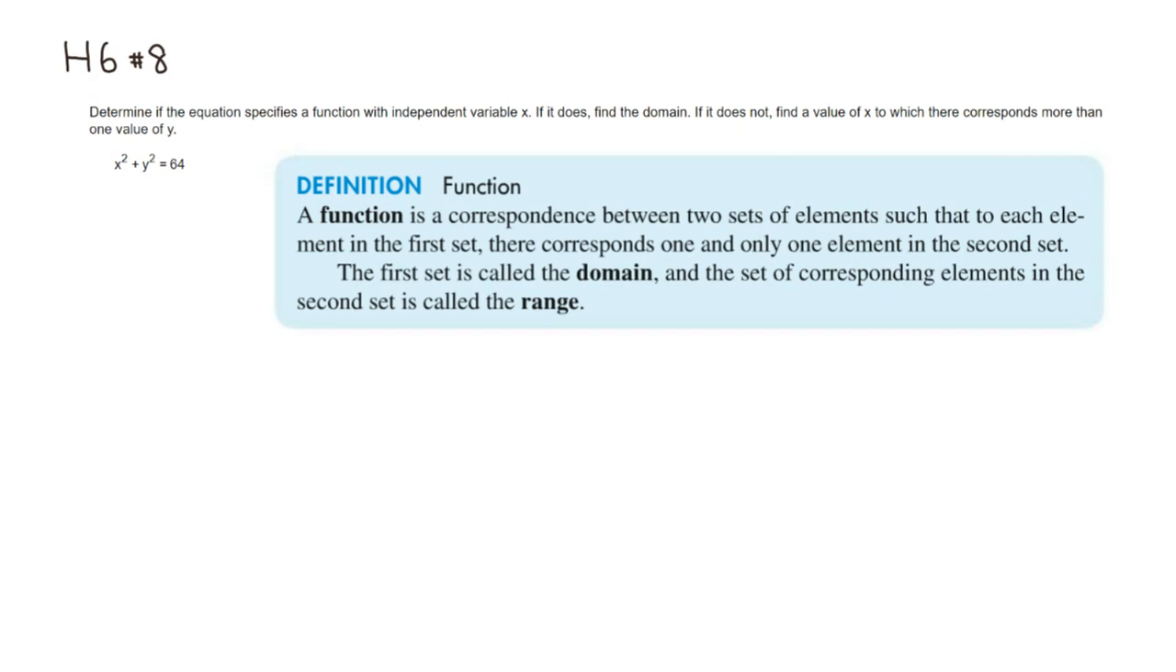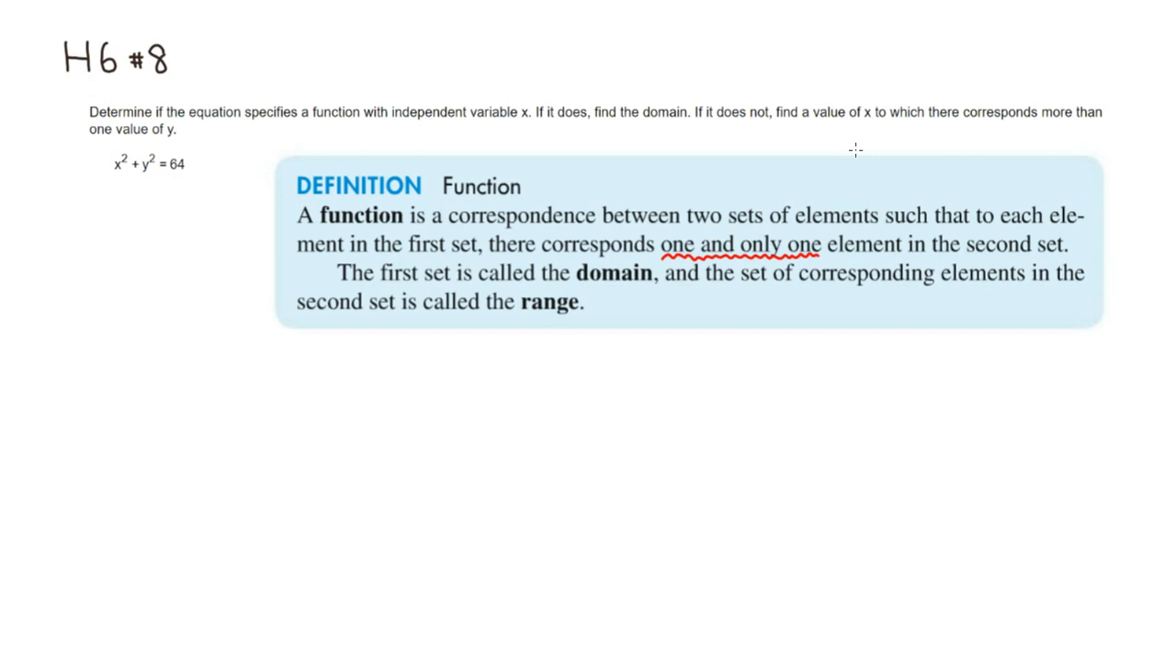First, let's review the definition of a function. A function is a correspondence between two sets of elements such that to each element in the first set, which is called the domain, there corresponds one and only one. So this is actually the punchline. There must be exactly one corresponding element in the second set, which is called the codomain. So you can think of it as, for every x value, you have to have exactly one corresponding y value.